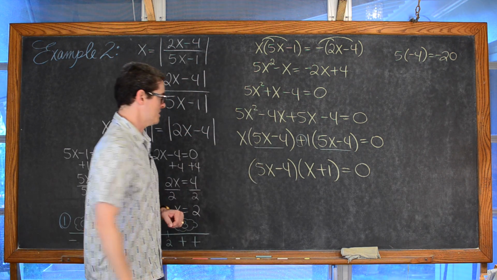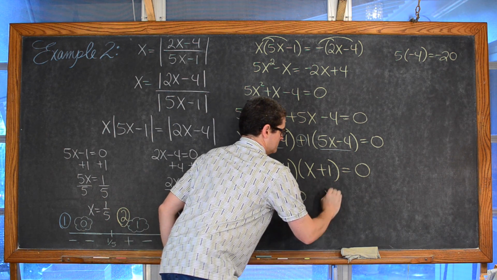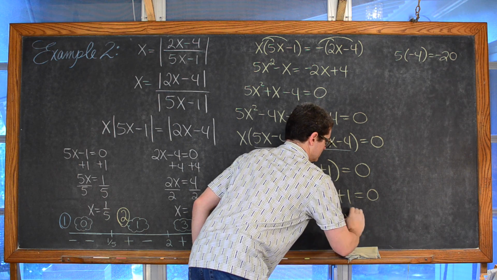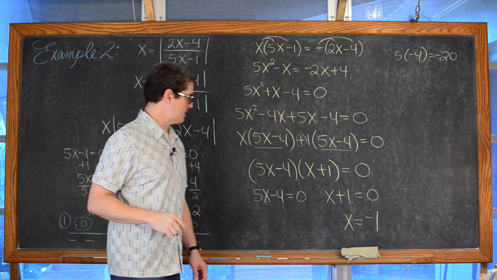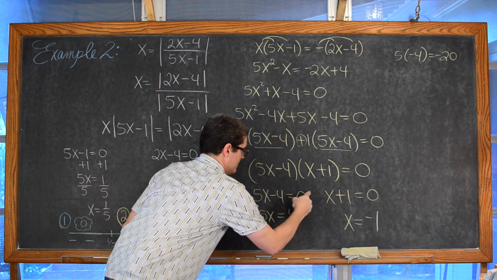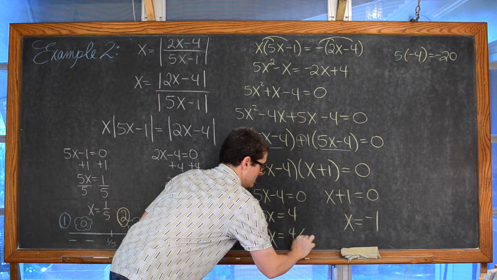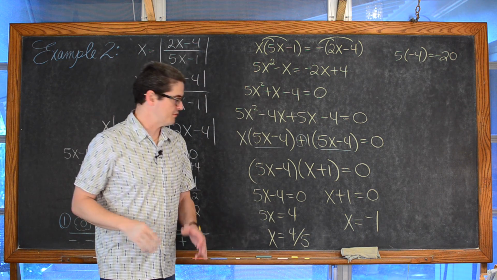Set each one of these equal to 0. And we get x is equal to -1. Add the 4 to both sides, divide by 5, and we get x is equal to 4/5.